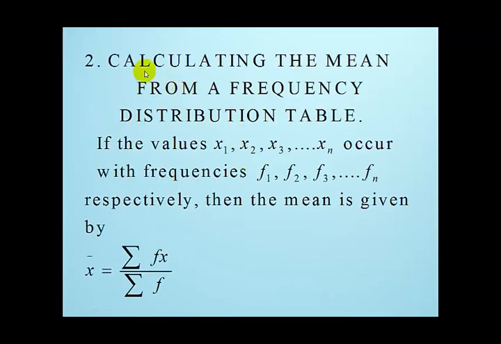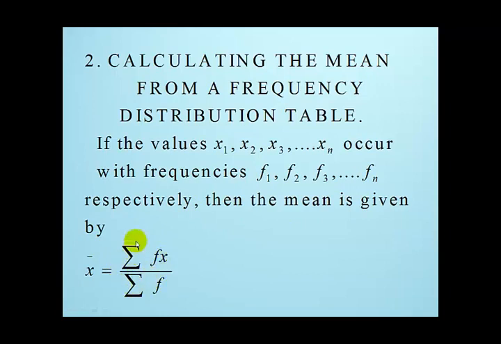Now let's look at how we can calculate the mean from a frequency distribution table. If the values x1, x2, x3 up to xn occur with frequencies f1, f2, f3 up to fn respectively, then the mean is given by x bar is equal to summation fx divided by summation f.